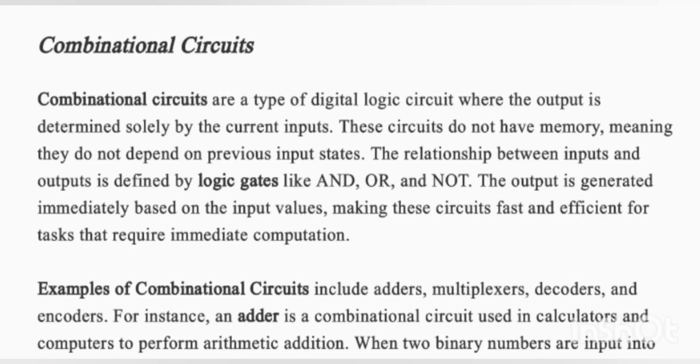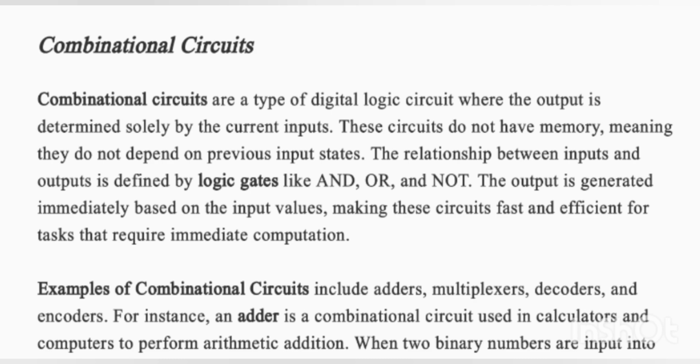Combinational circuits. Combinational circuits are a type of digital logic circuit where the output is determined solely by the current inputs. These circuits do not have memory, meaning they do not depend on previous input states. The relationship between inputs and outputs is defined by logic gates, like AND, OR, and NOT. The output is generated immediately based on the input values, making these circuits fast and efficient for tasks that require immediate computation.